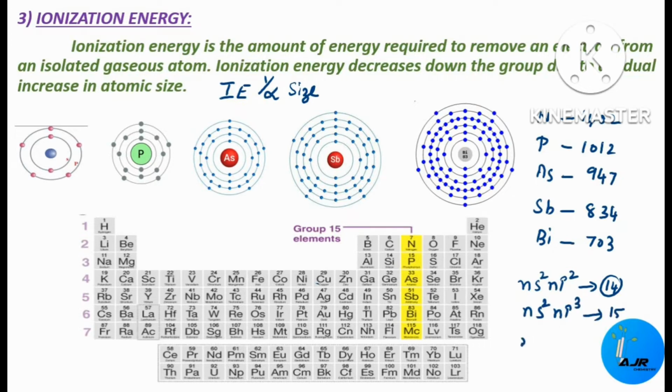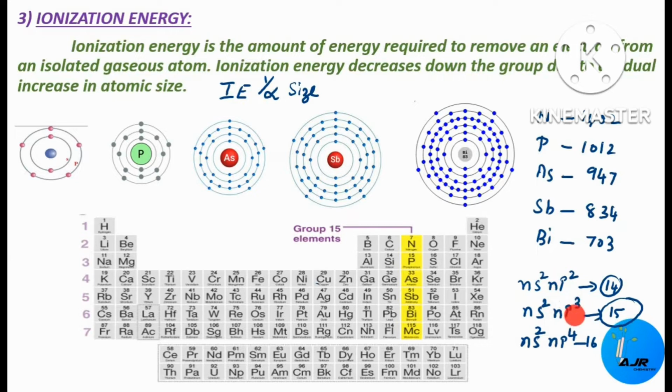For group 16, the outermost electronic configuration is ns2 np4. Okay, this is for group 16. Now check group 15. It is half filled. See this p orbital, it is half filled. Actually, fully filled means 6, but it is half filled. Obviously, half filled will be very stable. Half filled will be automatically stable.